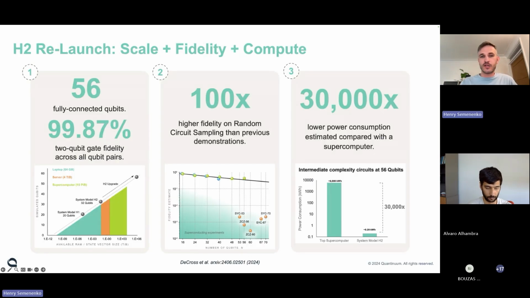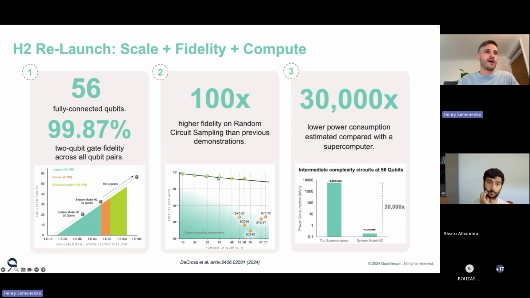The H2 architecture that I was talking about, that commercial system, recently relaunched, was previously running with 32 qubits. We're now running this with 56 fully connected qubits. And what's really impressive from the hardware side is that we've managed to maintain the fidelity of our 2-qubit gate operations while increasing the number of qubits in the system. And we're also now at the point where we're beyond classical simulability.